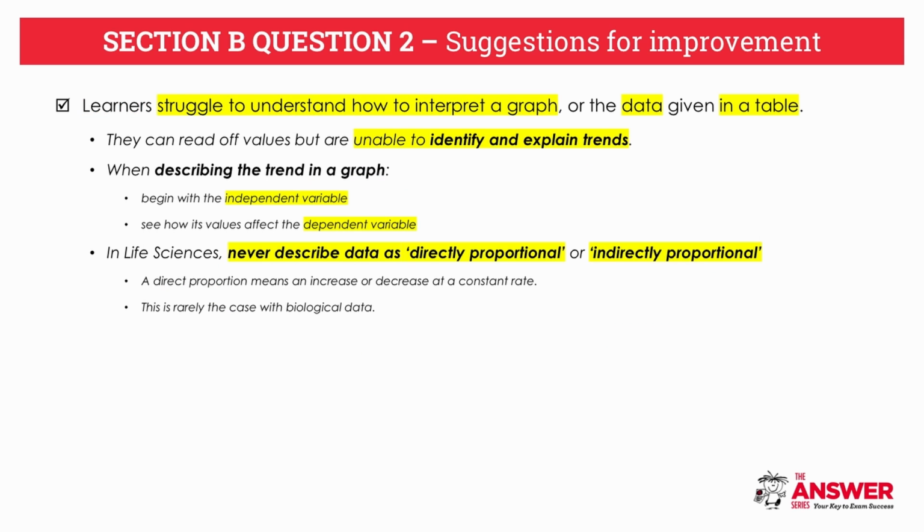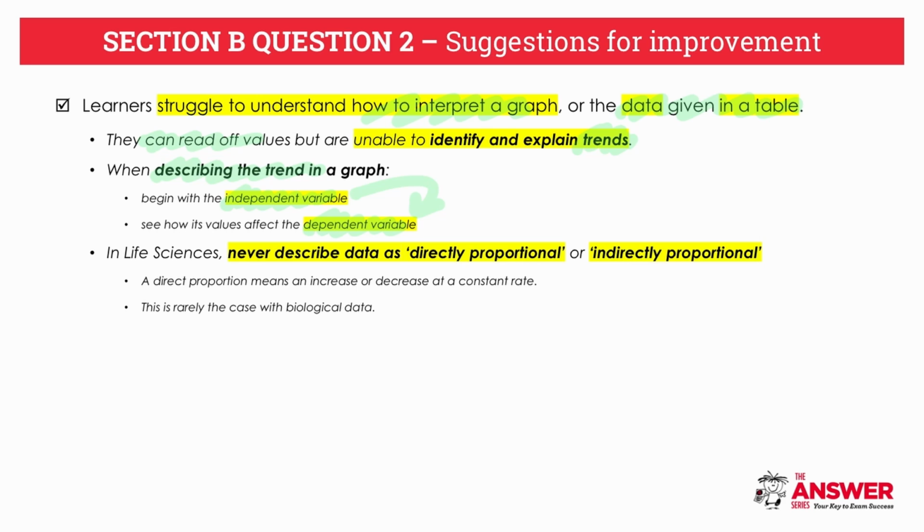Then learners struggle to understand how to interpret a graph or data given in a table. This has always been quite a problem. They can read off values, but they're not able to identify and explain trends in the data. So it's important to talk about that relationship between dependent and independent variable. When describing the trend in a graph, begin with the independent variable and then say how that affects the dependent variable.